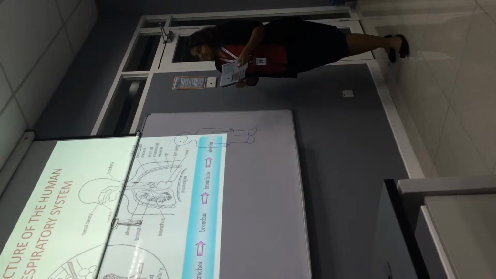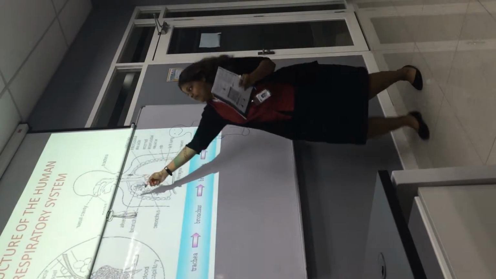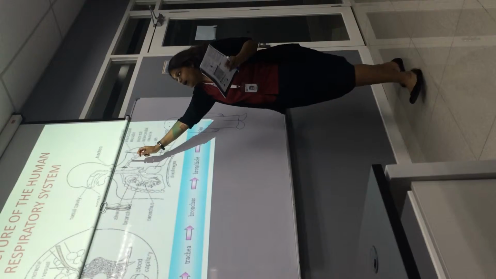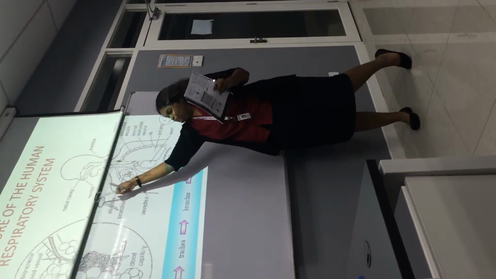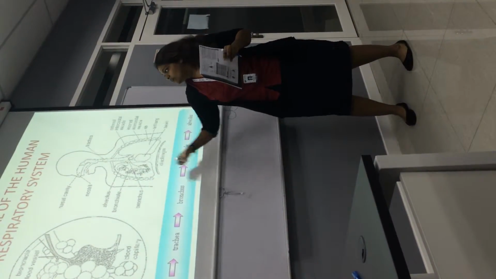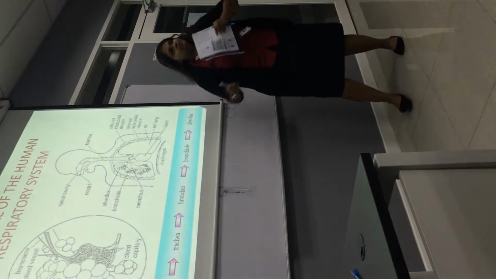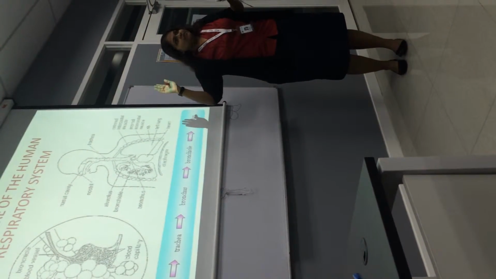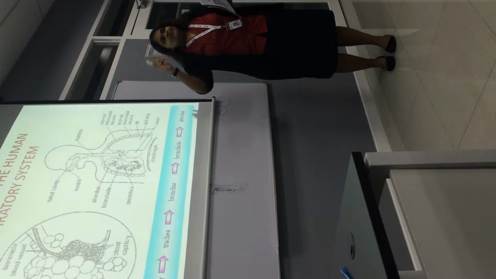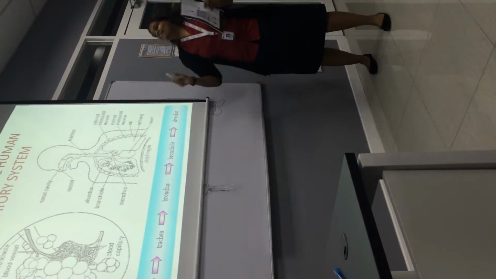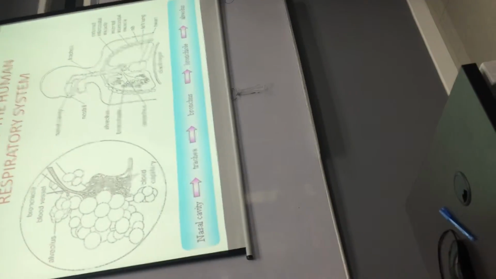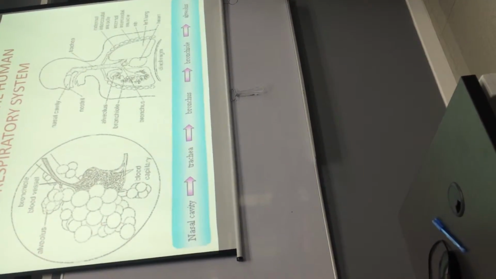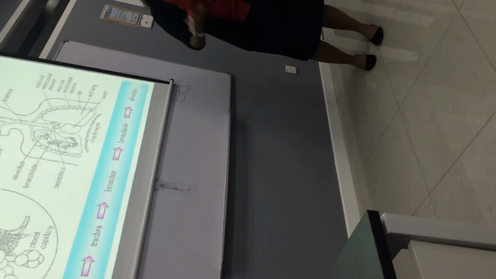Firstly, we will look at the nasal cavity. This is the nostril. Do you guys know what a nostril is? Anyone want to guess? Nose. Yes, exactly. Nostril is the scientific term for nose. The nose is a very important organ in the respiratory system because that's where you breathe in oxygen and breathe out carbon dioxide.